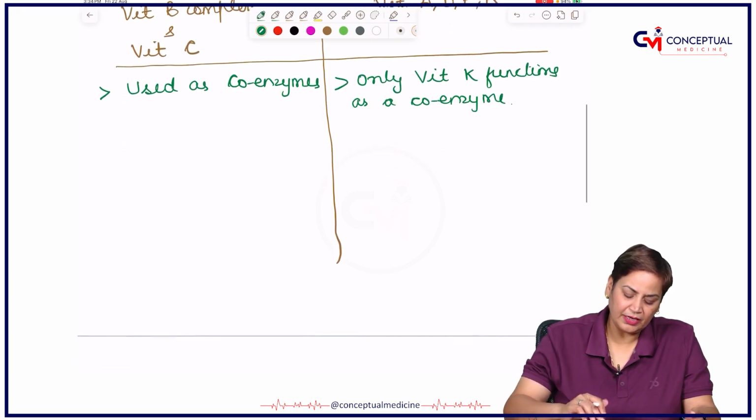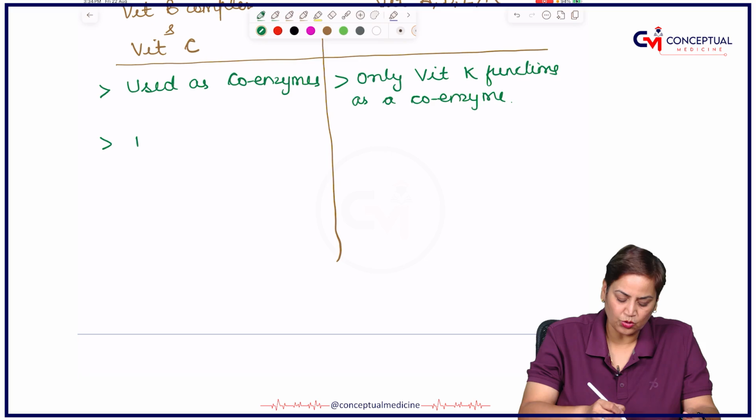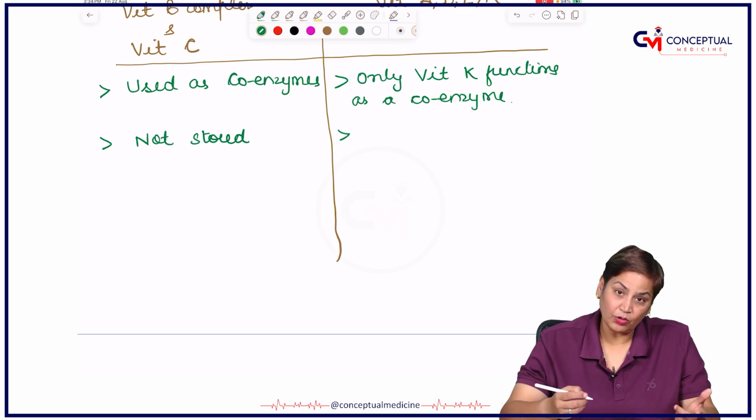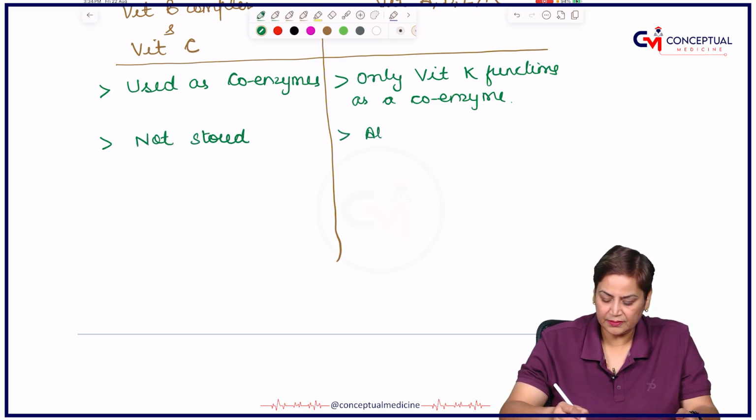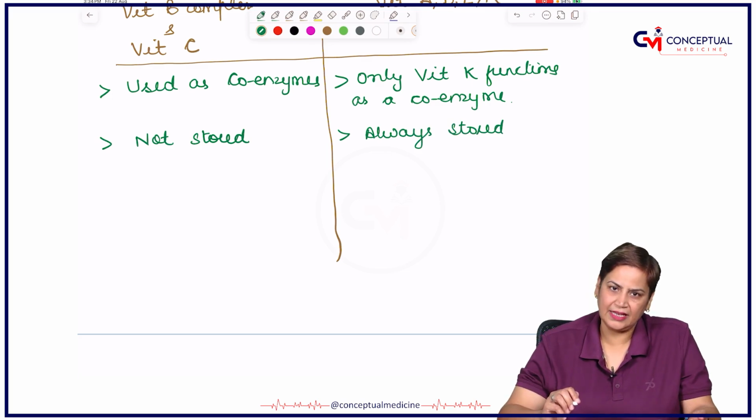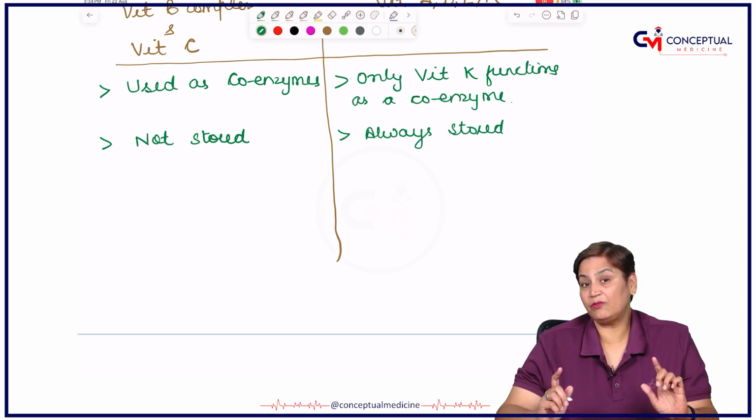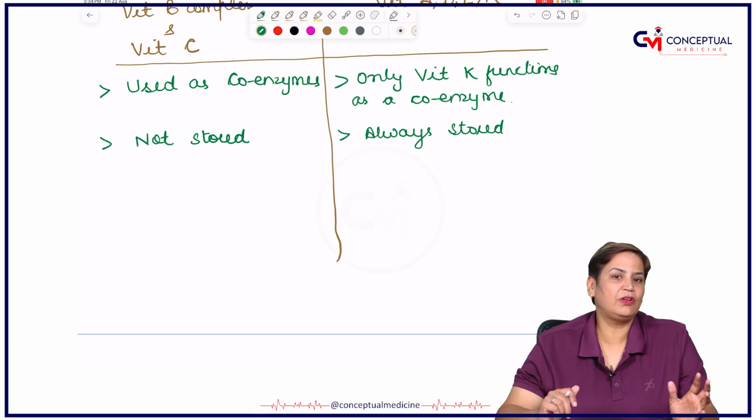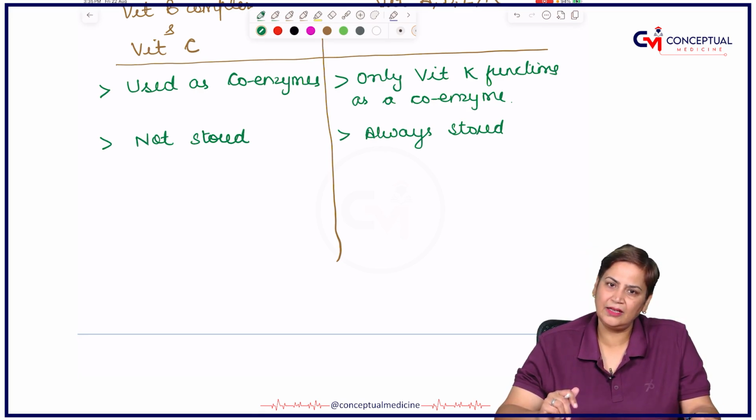The rest are the very common differences. Water soluble vitamins are not stored in the body, so once their function is over, they will be excreted as such. Fat soluble vitamins are always stored, and whenever they are required, they move to the target sites. The most important thing to remember is that since they are soluble in fats, they always require the help of chylomicrons to be transported from one side to another.